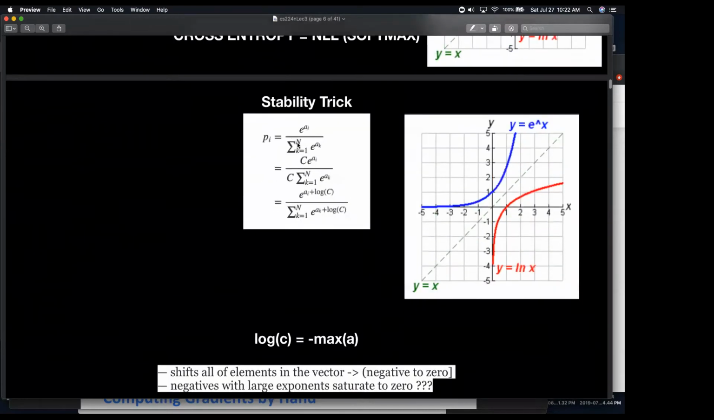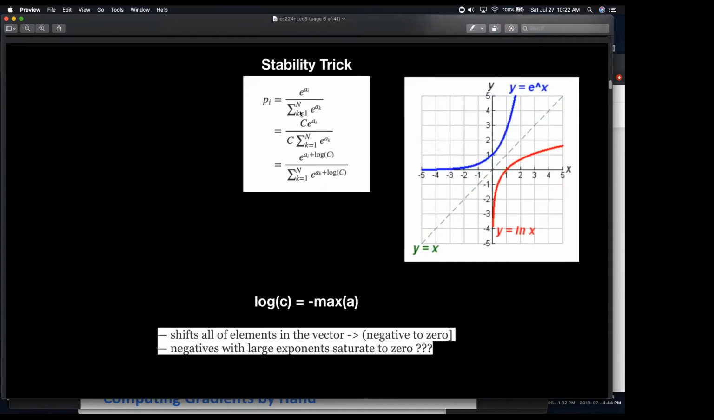So the next is the stability trick. You don't want to deal with exponents of large values. Simple trick: you multiply the numerator and denominator by c, some constant, and you can pull this back in because e to the power of log c is basically c. The log and the exponent cancel out, so it's c times that. So this is how you pull that in.